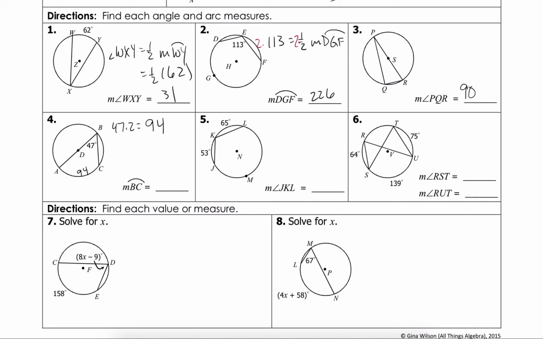So if I want to find the arc of BC, I'm going to take 180 minus 94 because this ACB is a semicircle. I know that because this is a diameter, it goes to the center. So 180 minus 94 is 86.